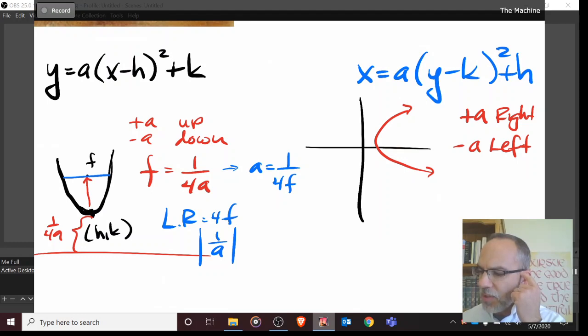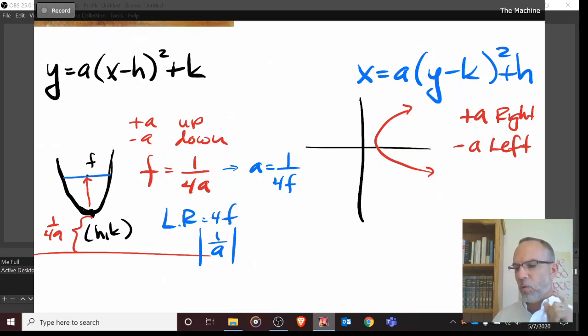Interesting thing here, you notice that the latus rectum is 4 times the focal length, and then there's the focal length which is equal to 1 over 4a. Why is this property of parabolas involving 4s? Like, why doesn't it involve 3s or 5s? Why 4s? 4s in particular. 4s seem to have a home here with the parabola. Why is that? Why not 3? Why not 7? Why 4?